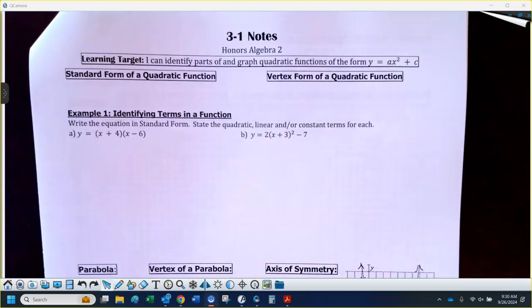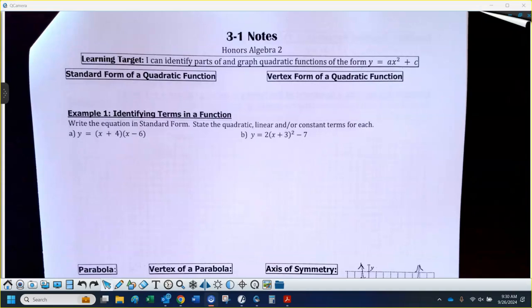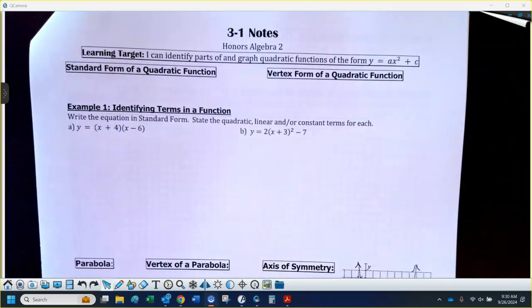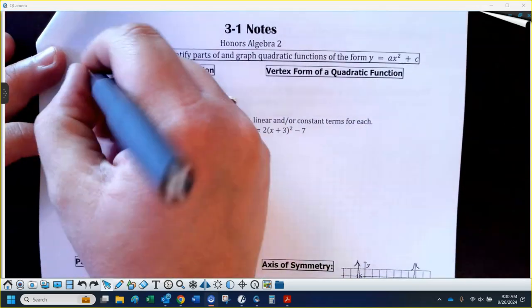Basic equations that we're going to graph from are standard form and vertex form. I think vertex form will look similar to what we did with the absolute values, but standard form might not look all that familiar with anything that we've done this year. So let me write these out for you real quick. So, standard form of a quadratic.